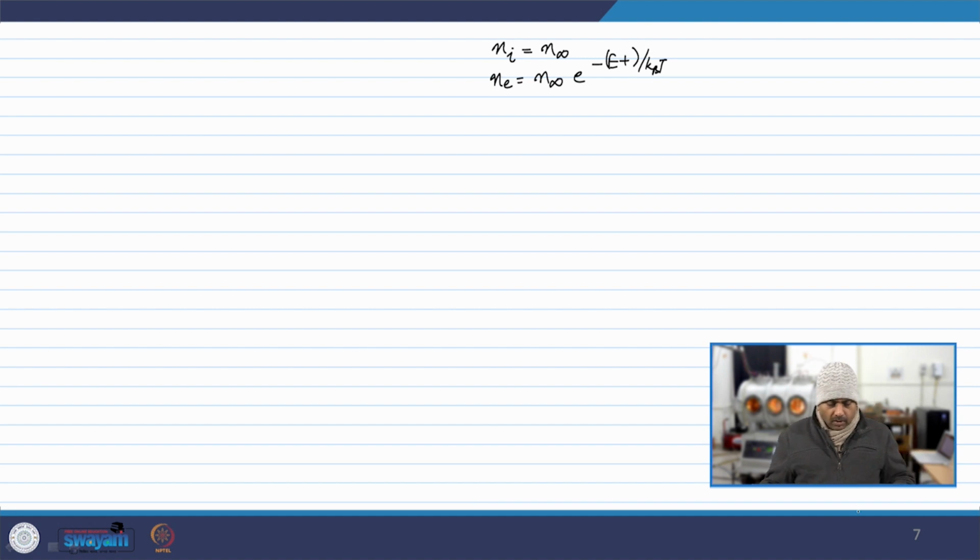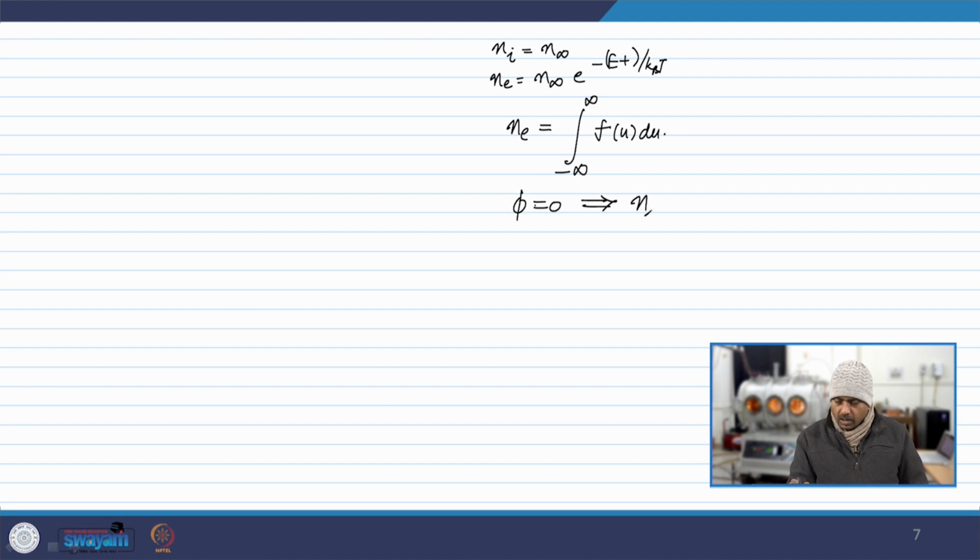Now, what we have to do is, let us say the kinetic energy is there, of course. When phi is 0, how will you find the number of electrons? Since we have written the distribution function, the number of electrons can be the integral from minus infinity to infinity of f(u) du, right? So, at equilibrium, when phi is 0, we have the condition that the number of ions is equal to the number of electrons. We are going to call this number n infinity, right?